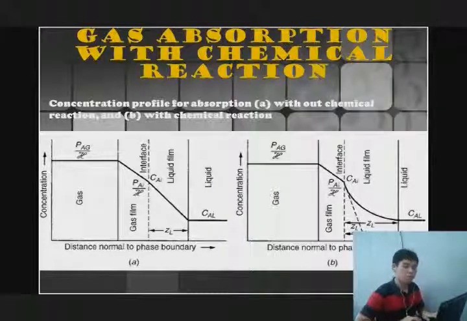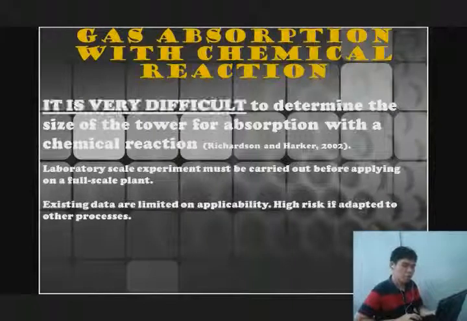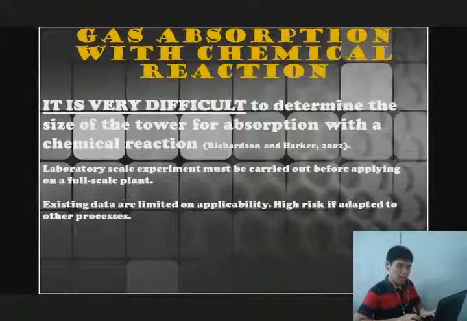The differences between an absorption process with a chemical reaction and an absorption process without a chemical reaction is shown in the figure. In designing gas absorption towers, it is difficult to determine the size of the tower for absorption with a chemical reaction. A laboratory scale experiment must be carried out at all times.